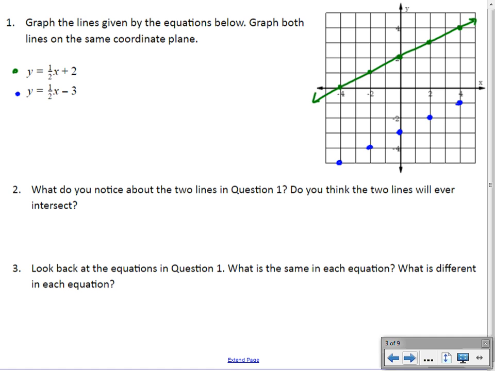Now, looking at these two lines, it appears that these two lines are never going to touch. They are what we would call parallel. Parallel lines are two lines that basically run along each other, but they never intersect. They never cross.